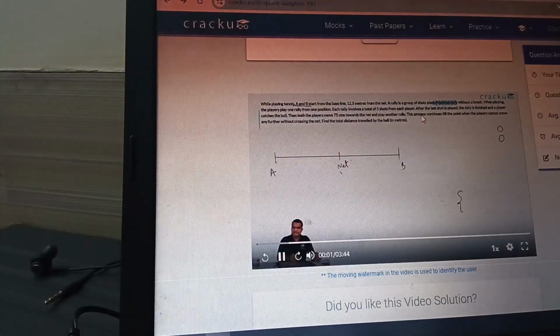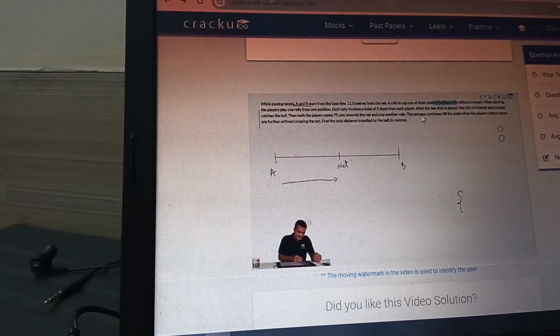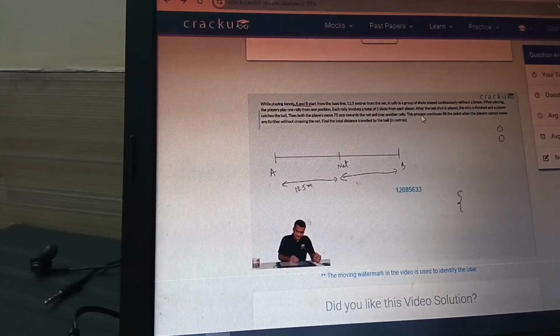There is A, there is B, and there is a net. At the start, A is 12.5 meters away. B is also 12.5 meters away. And when there is a rally, the ball goes from A to B once, from B to A again, and this process repeats 5 times.